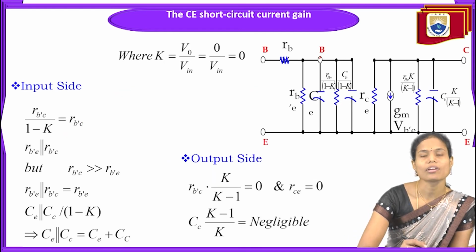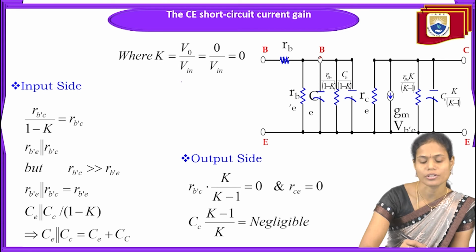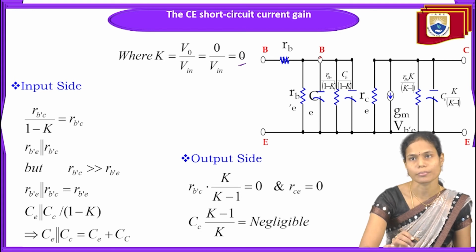Here the K value we have assumed as output voltage by input voltage. Here output voltage is 0. Why? Because output terminals are short circuited. So that's why V naught value is 0. So 0 by V in is 0. So K value is 0 here.